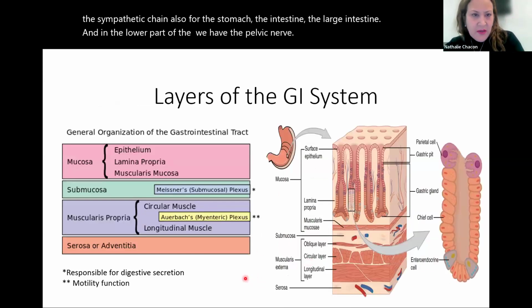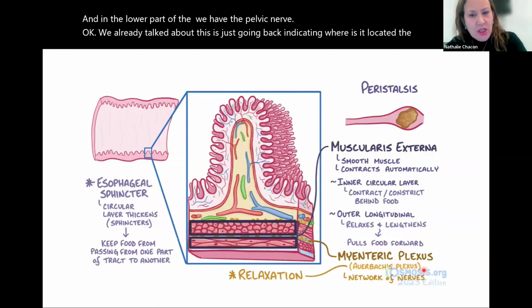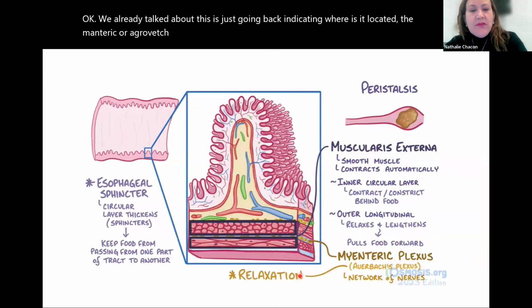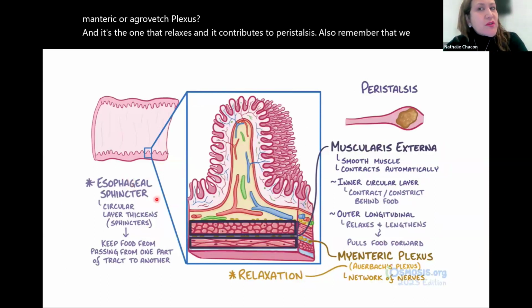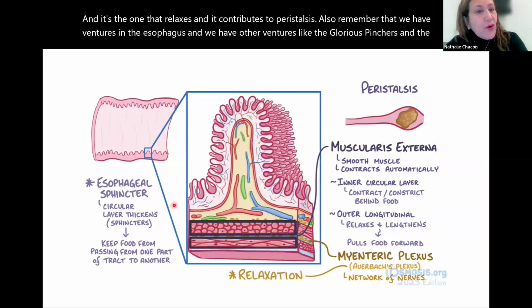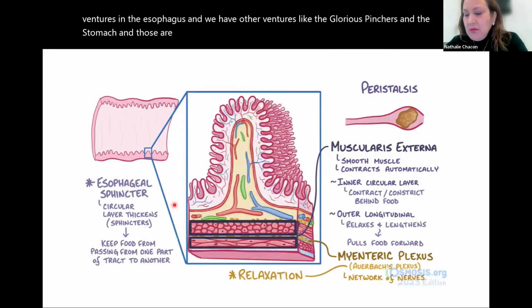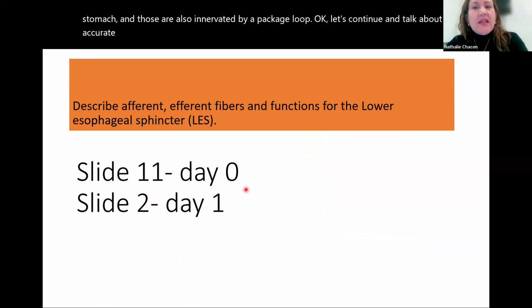Okay, we already talked about this. This is just going back, indicating where is it located, the mesenteric or Auerbach plexus. And it's the one that relaxes and it contributes to peristalsis. Also remember that we have sphincters in the esophagus, and other sphincters like the pyloric sphincter in the stomach, and those are also innervated by the vagus nerve. Okay, let's continue and talk about afferent and efferent and the sphincters.